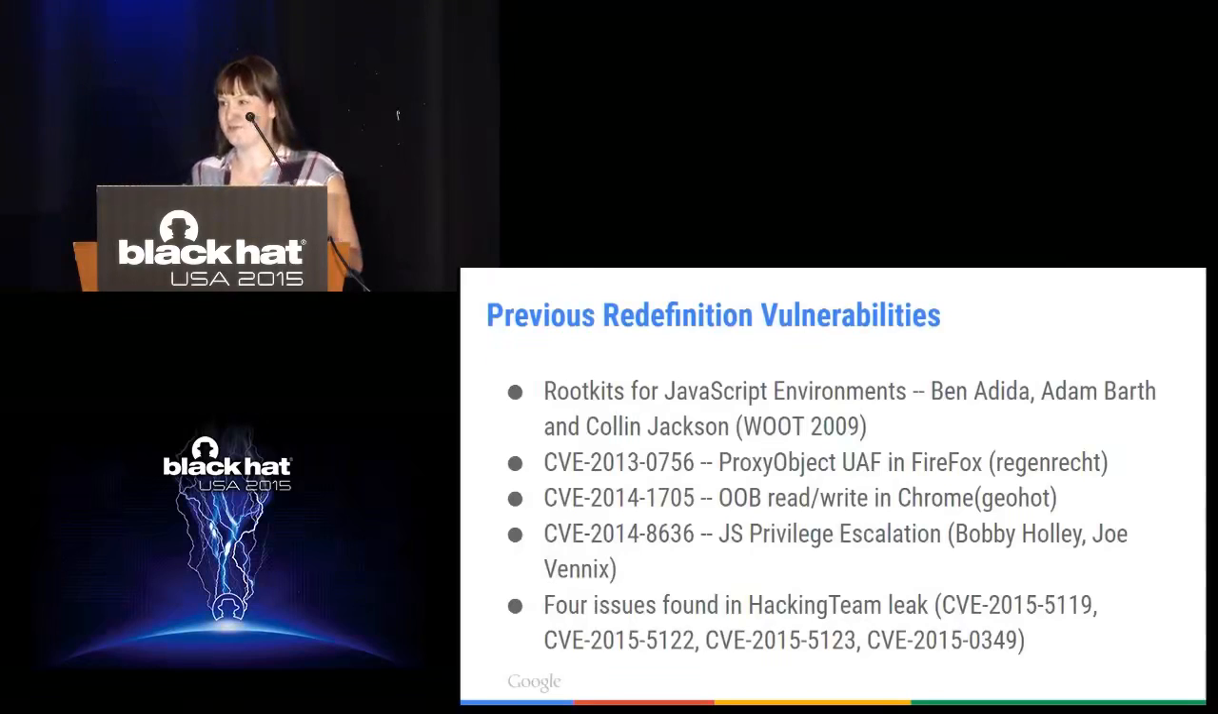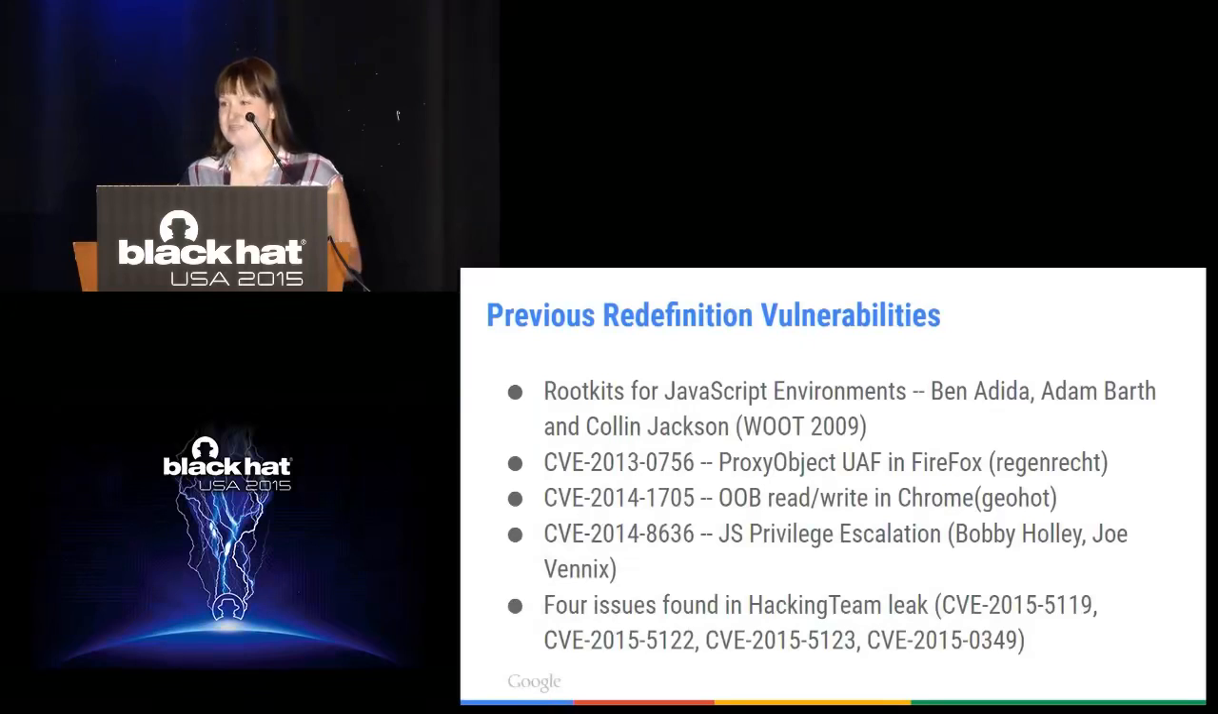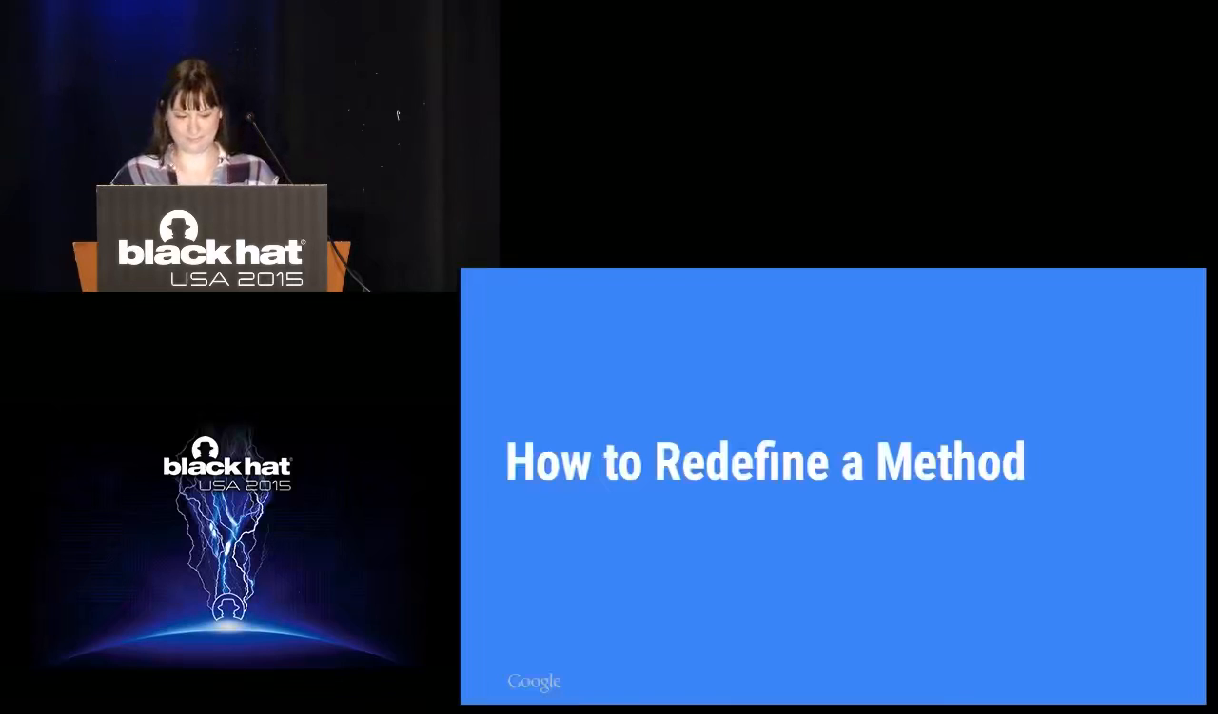But there's also these memory corruption issues that can happen due to VM assumptions. And there's been 2 of them that I know of. There's probably more in the past 2 years. There was an overflow in Chrome, and there was a use after free in Firefox. And recently, there was the Hacking Team dump, and there were 5 issues in Flash discovered in this dump, and actually 4 of them involved function redefinition, which shows that this is really a type of attack that is used by attackers in the wild.